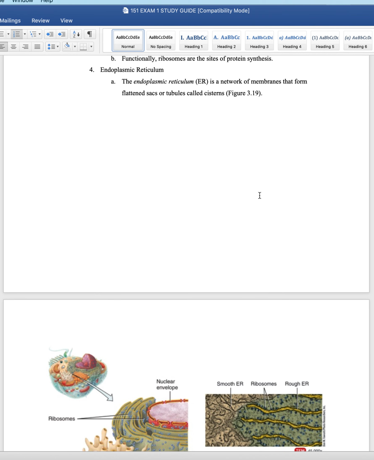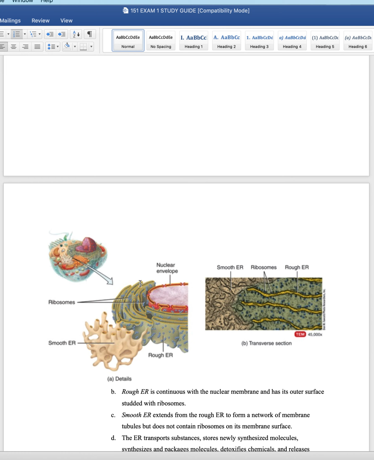Endoplasmic reticulum is part of the endomembrane system, and basically it's going to be a series of membranes that form these flattened sacs or tubules. They're called cisternae, and inside we can either have ribosomes for the rough ER or no ribosomes for the smooth ER. The ribosomes on the rough ER are going to be a site of protein synthesis, protein assembly, and then here in the smooth ER, this is where we're going to be making our lipids.